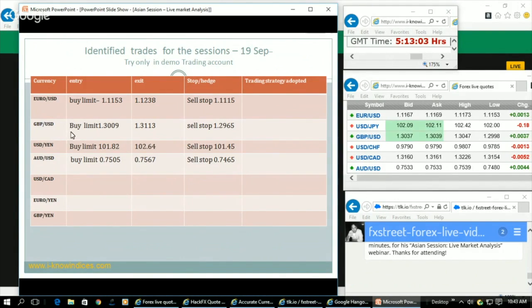you can take a buy and keep the hedge order accordingly about 30-40 pips below and keep the target as 1.1238, and you should be able to see that the orders are filled.